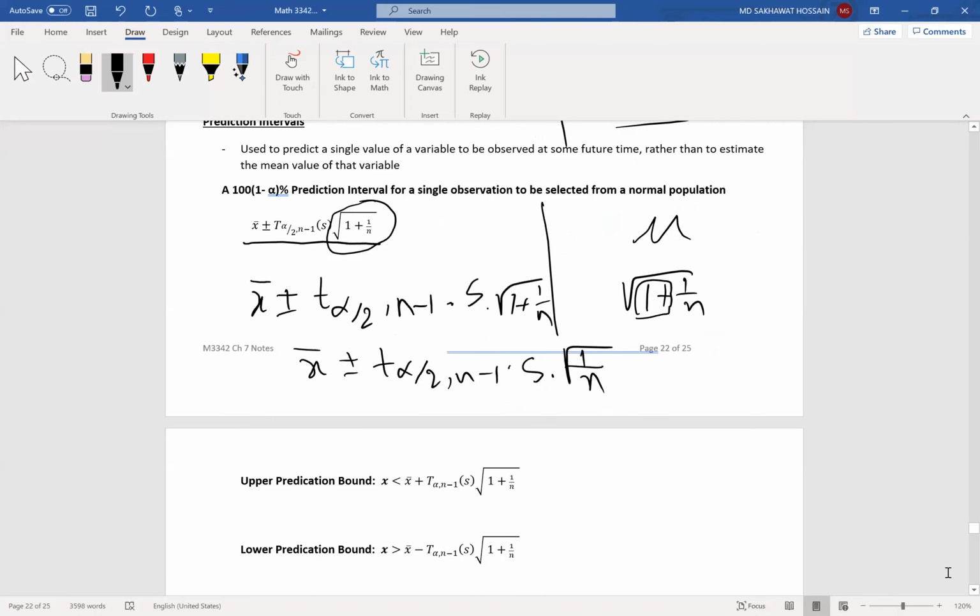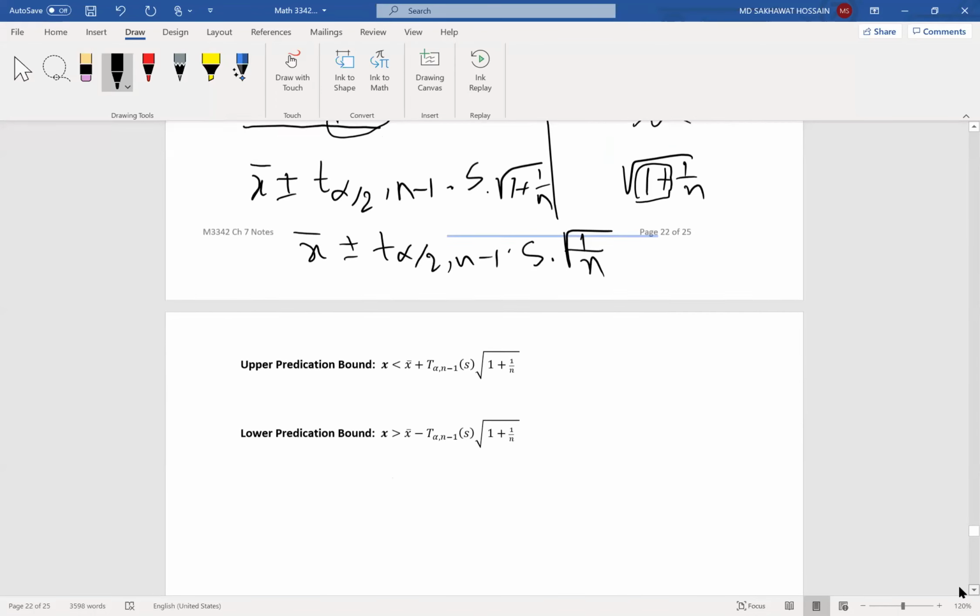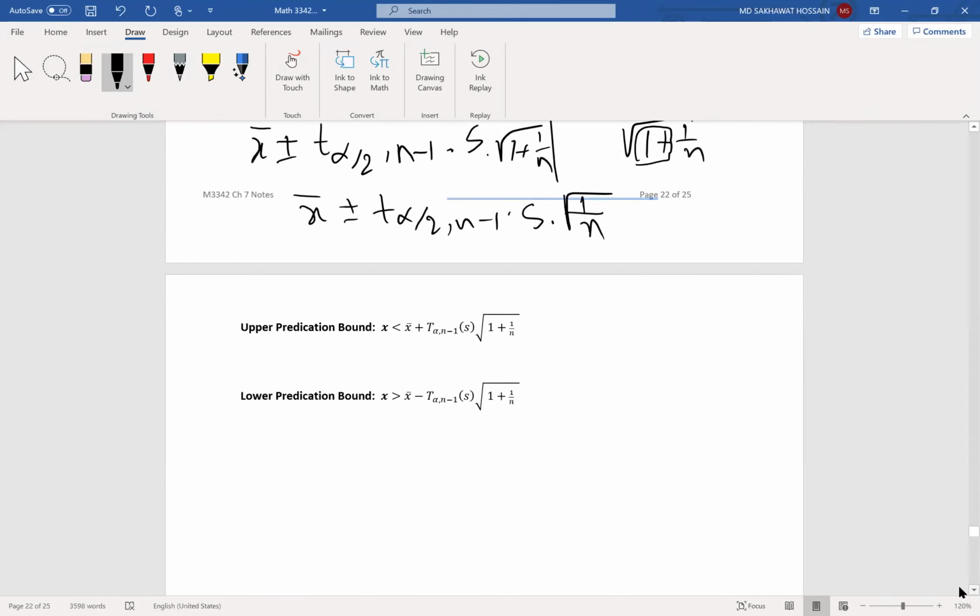Okay, and you can also construct a one-sided prediction bound, the upper prediction bound and the lower prediction bound. In this case, instead of alpha over 2, you will have just alpha. That's the difference.